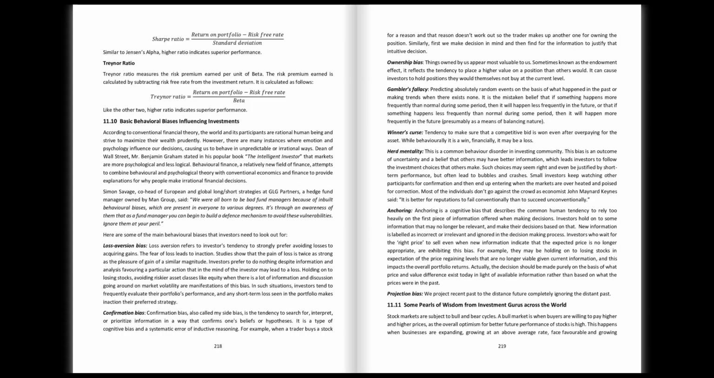Treynor ratio. Treynor ratio measures the risk premium earned per unit of beta. The risk premium earned is calculated by subtracting risk-free rate from the investment return. It is calculated as follows. Treynor ratio equals return on portfolio minus risk-free rate divided by beta. Like the other two, higher ratio indicates superior performance.